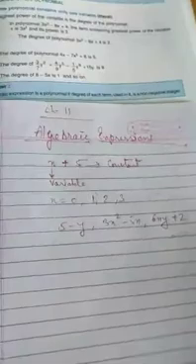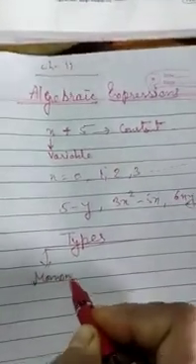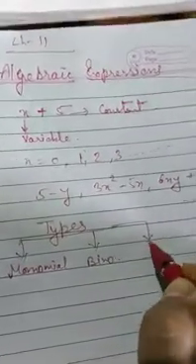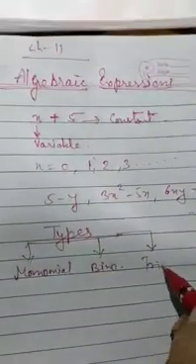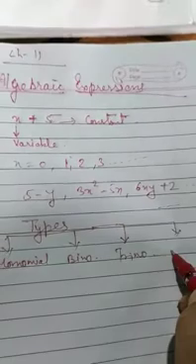Got it? Now it is clear to you. Now, here monomial, binomial, trinomial, polynomial are given. What is this? These are types of algebraic expression. First is monomial. Second is binomial. Third is trinomial. And fourth is called polynomial, or you can say multinomial, or you can say quadrinomial.